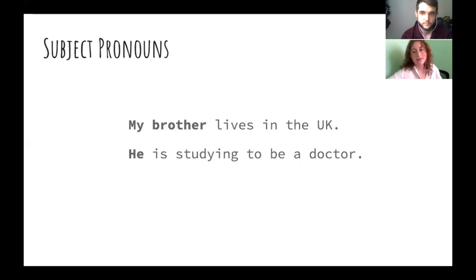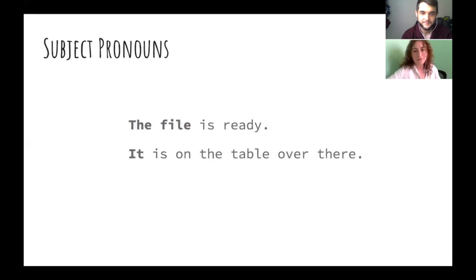So, my brother lives in the UK. He lives with his friend, Fred. He is studying to be a doctor. Now that I've introduced another subject, it might not be too clear who that he is referring to. Is it my brother or is it Fred? So do be careful that it's obvious which subject your subject pronoun is replacing. We're going to look at another example. The file is ready. It is on the table over there. So obviously when it's not gendered, we use the neutral it as the subject pronoun here.